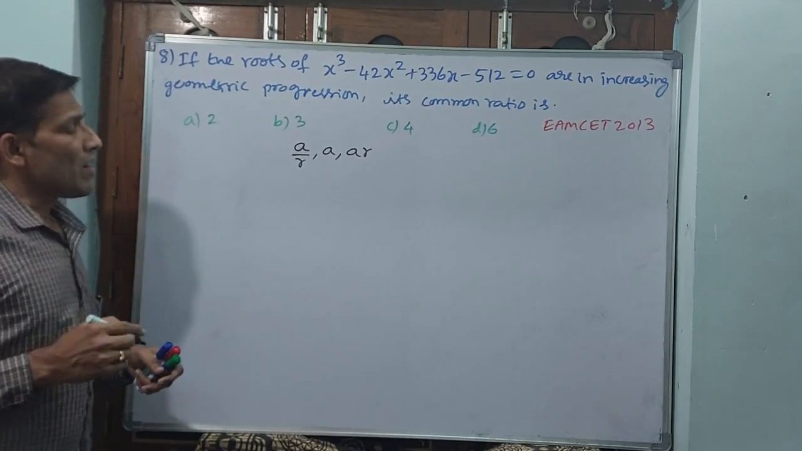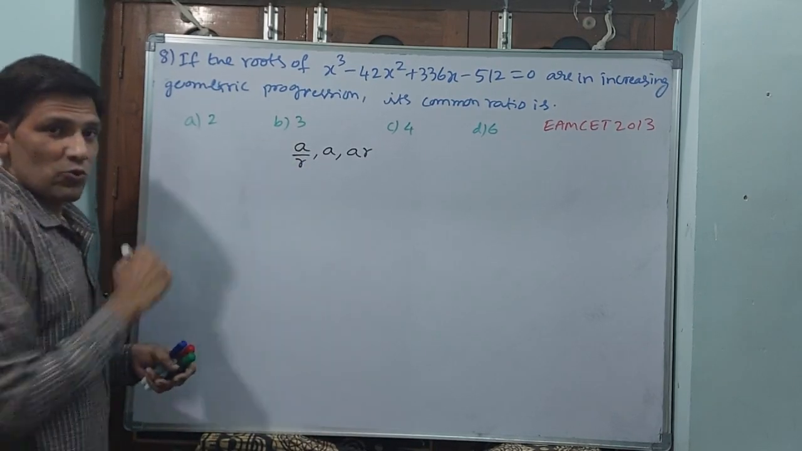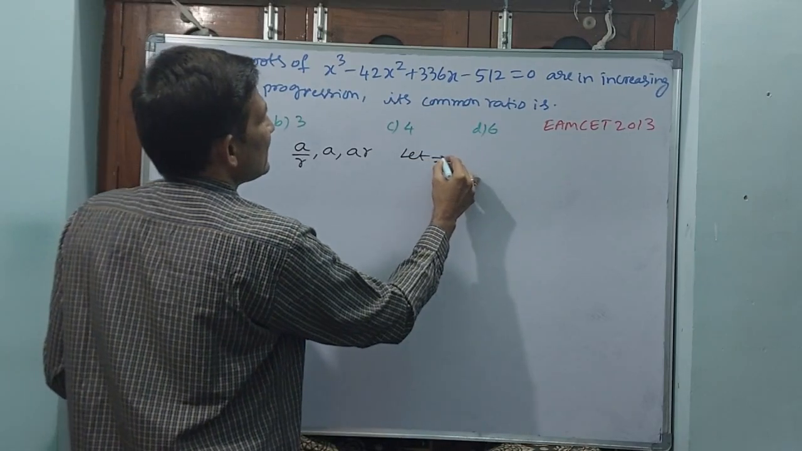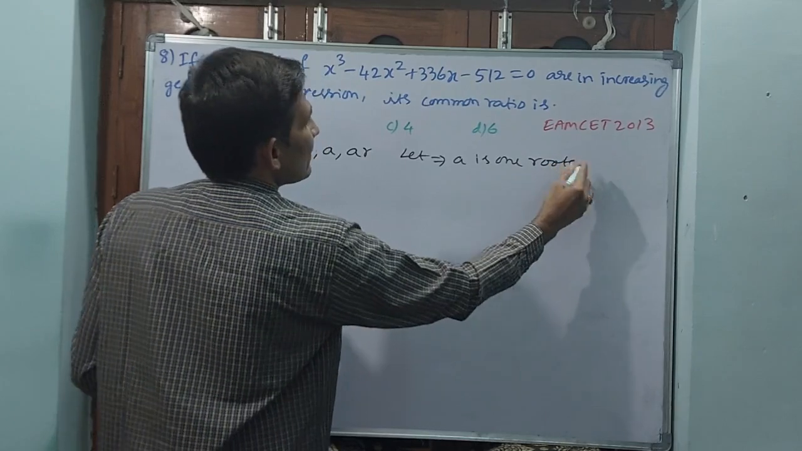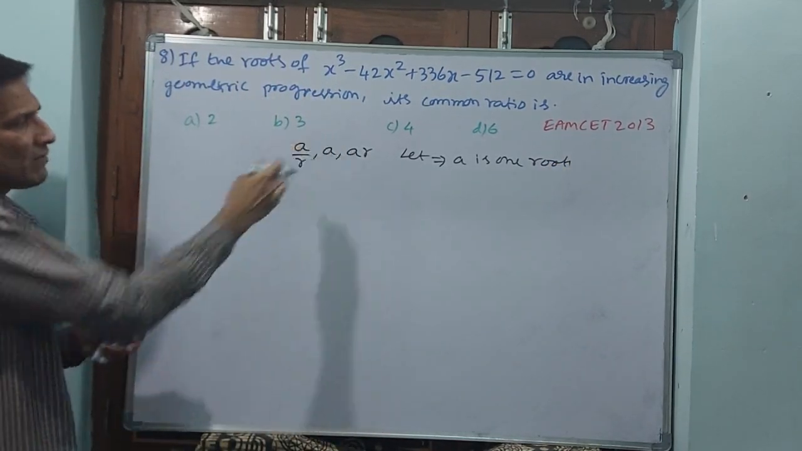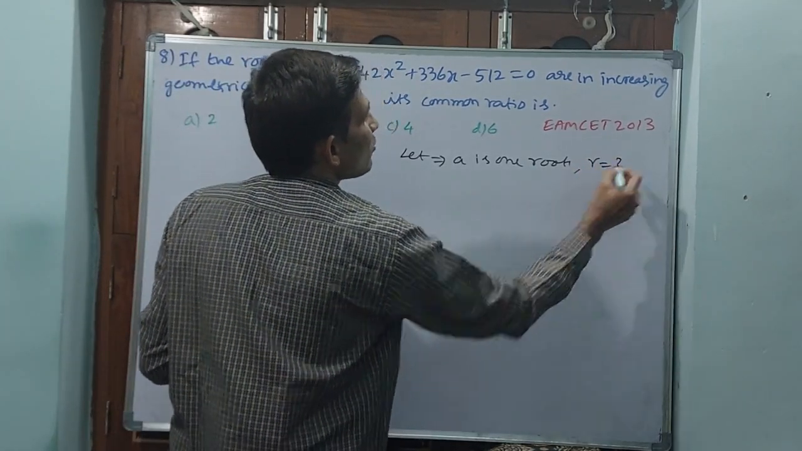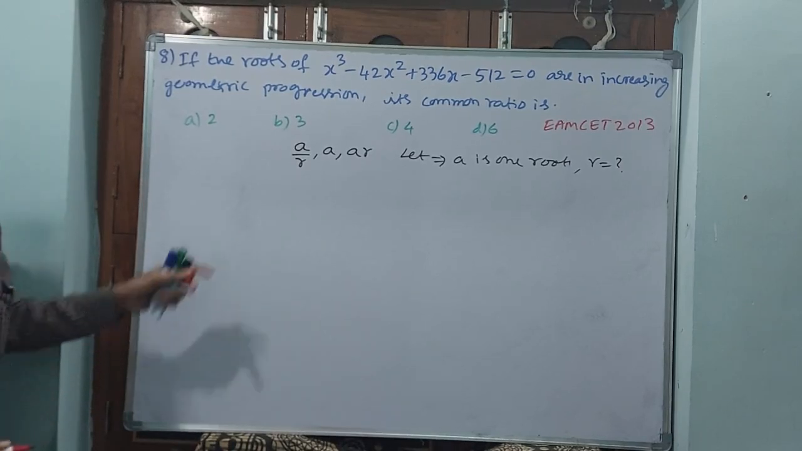Okay, see, here nothing is given, but you take roots like this. Let A be one root. Write down. Let A be one root. Why? Because 3 roots are there. Among 3, A is one root. If A is one root, he is asking us to find R, the common ratio. R is equal to how much, he is asking. Okay? Don't forget.